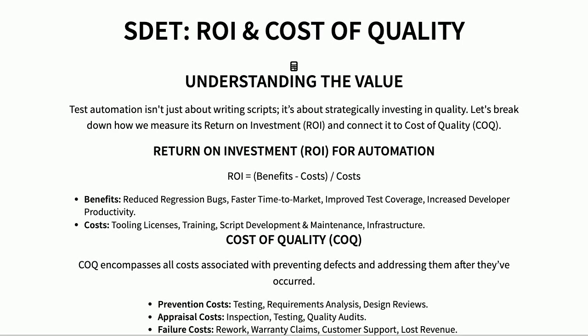It's not just about writing some scripts, it's about making smart investments in quality. We'll look at return on investment, or ROI. Basically, are we getting more benefit than cost? And then connect that to cost of quality, which is all the costs associated with preventing and fixing defects. Automation can help us reduce those costly failures and make sure we're proactively catching issues early.